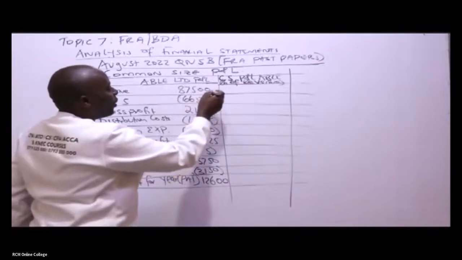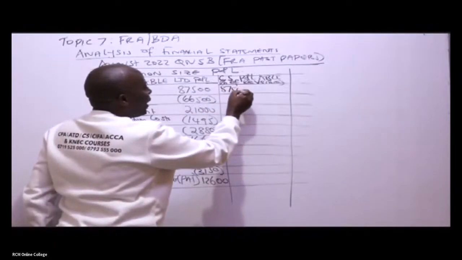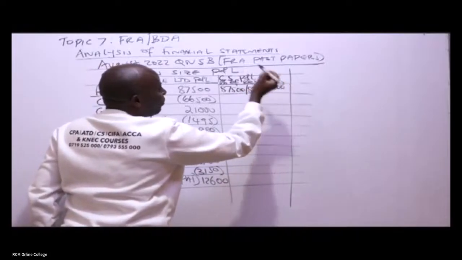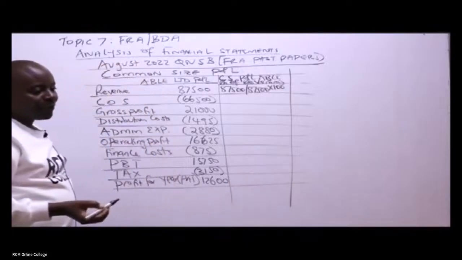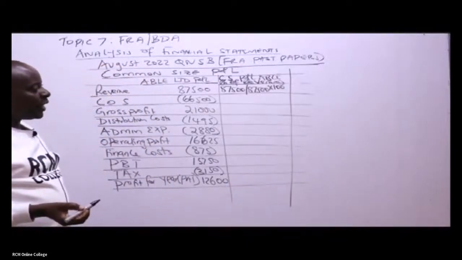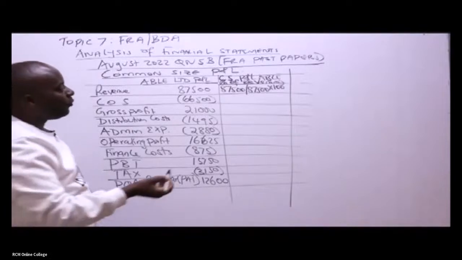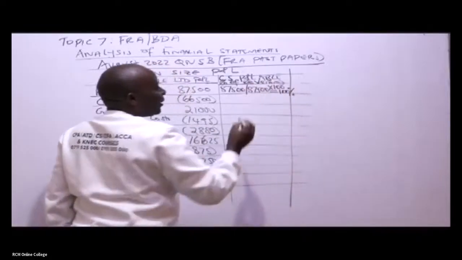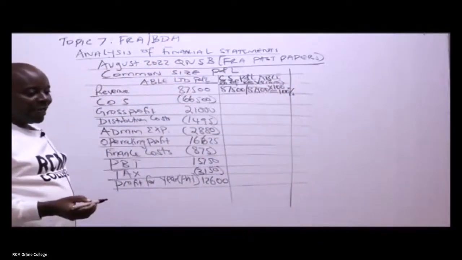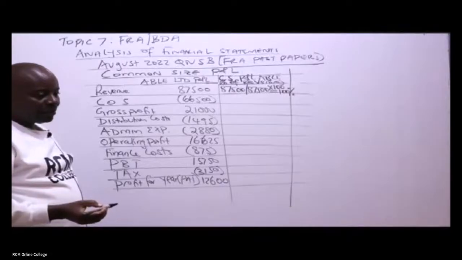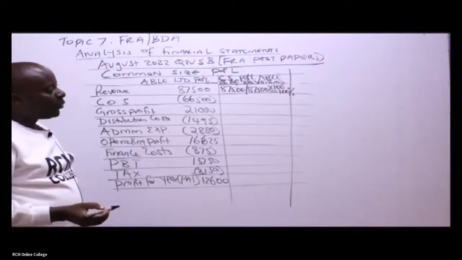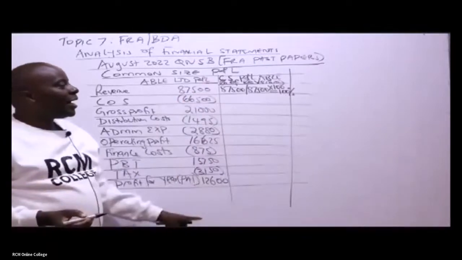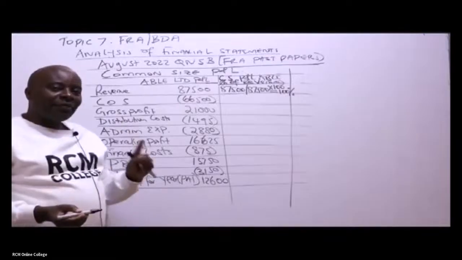Like the first one, this will be 87,500 over 87,500. Whatever I get, I multiply by 100. So of course, the first one will give me 100%, because you see the base revenue is 87,500. So all the numbers here will be divided by 87,500.